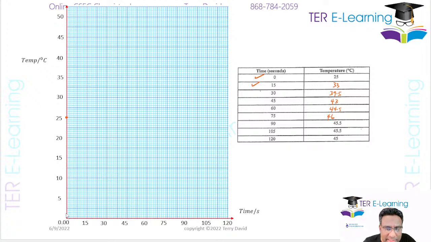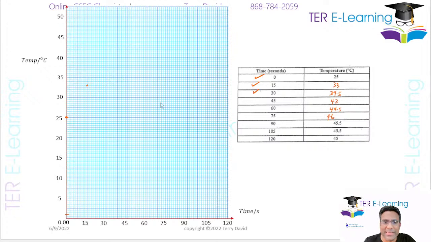All right, let me make sure I understand the scale first. Every two small markers represent 1. So I want to get 33, so 15 against 33. This is 31, 32, this here is 33. So that's my second point I'm plotting there.